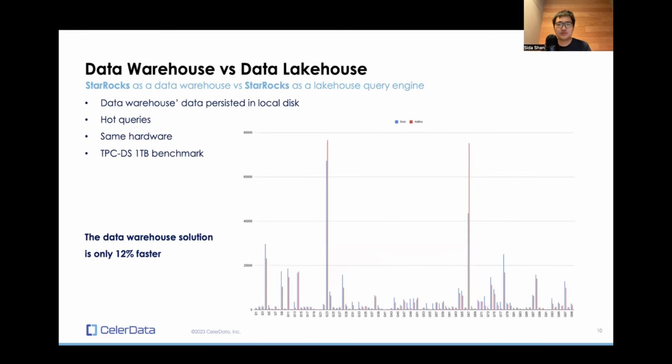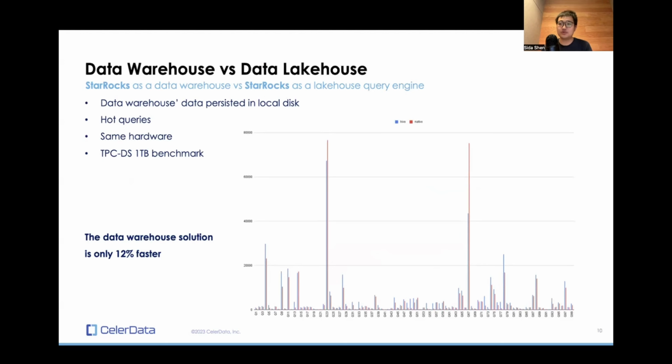So how do the two compare? Data warehouse versus Lakehouse. Hot queries, same exact hardware, with the TPC-DS 1 terabyte benchmark test. The data warehouse solution is only 12% faster. Just think about it here. For only 12% of the performance loss, what do we get?